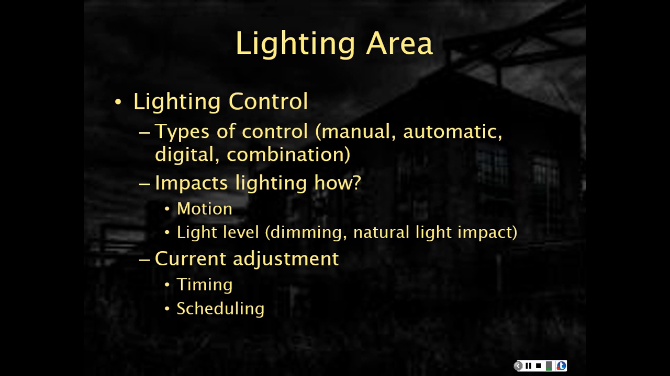Does natural light impact the level of light or the lighting control in the area? And then current adjustments. Are the lighting controls adjusted correctly? Timing, like on motion sensors, is it appropriate? Scheduling, if it's a complex system, adjustments of thresholds of sensors, all those things have to be looked at.